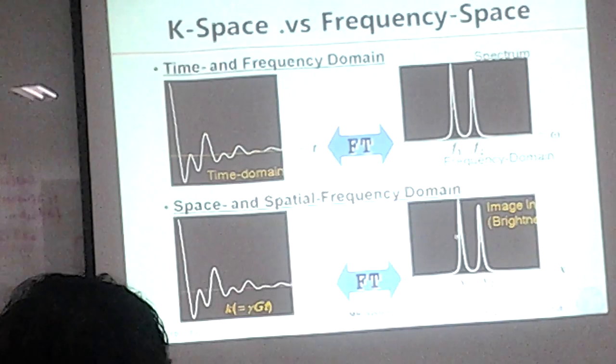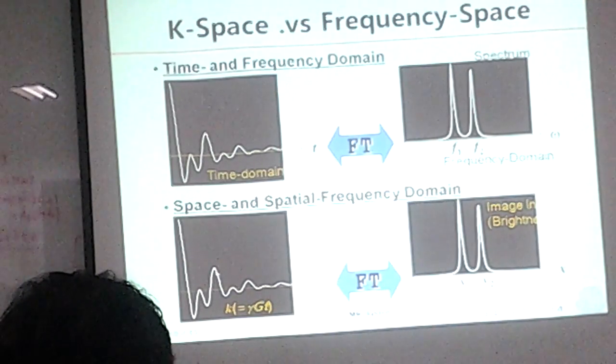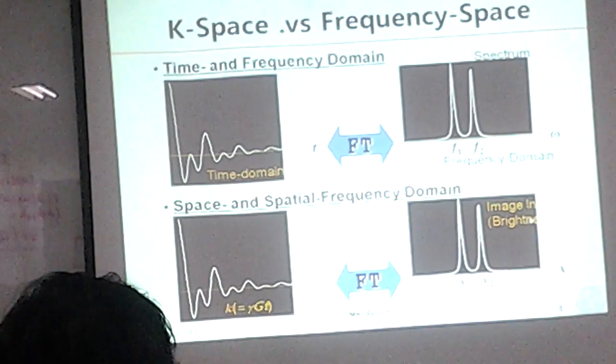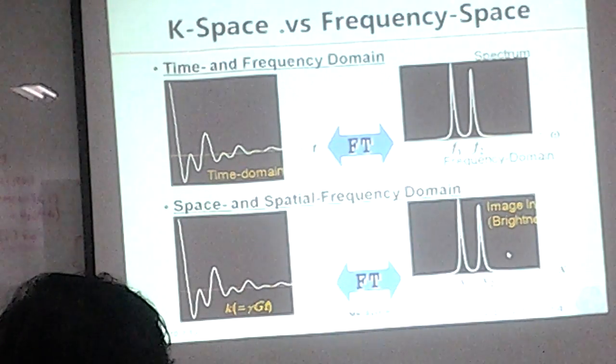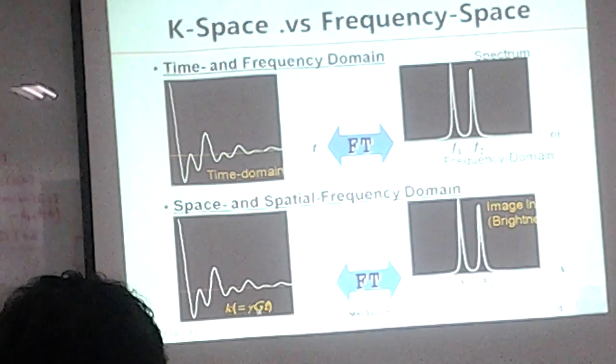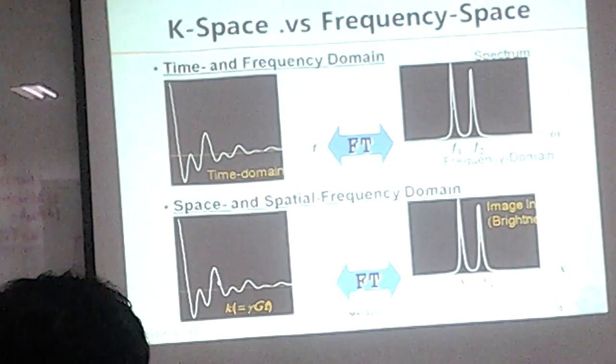But from the point of view of the MRI image, this is the frequency domain of image data. If this spectrum is an MRI image, the peak intensity means the image brightness, and x1 and x2 are the position of each peak. So if we extend this data to two dimensions, then this data becomes an MRI image. So this data becomes the spatial frequency domain data.